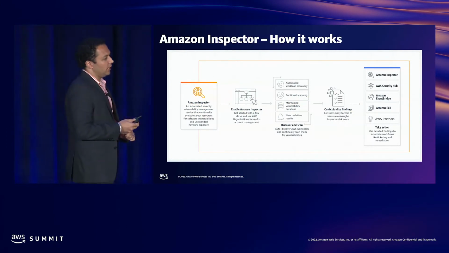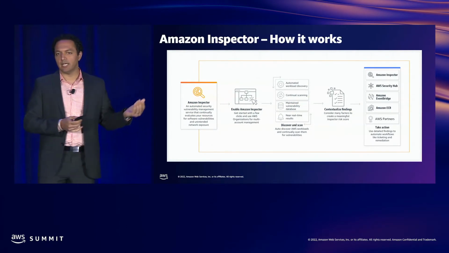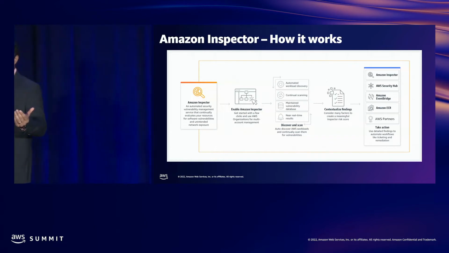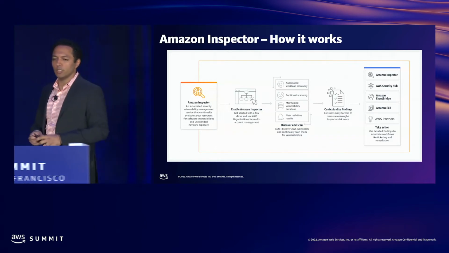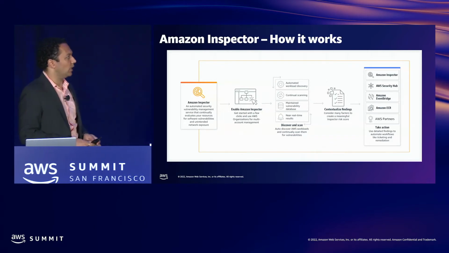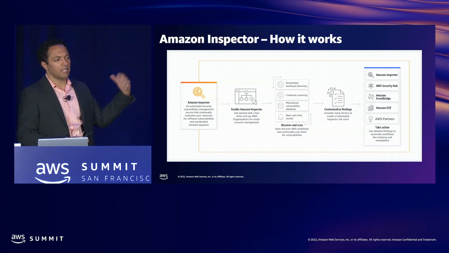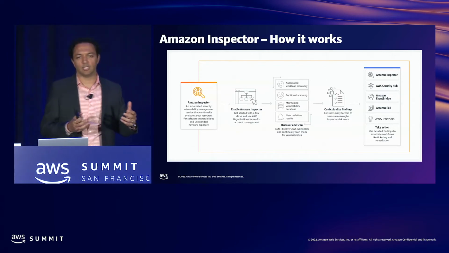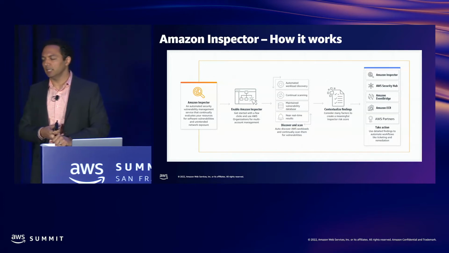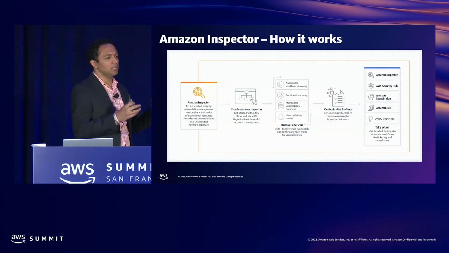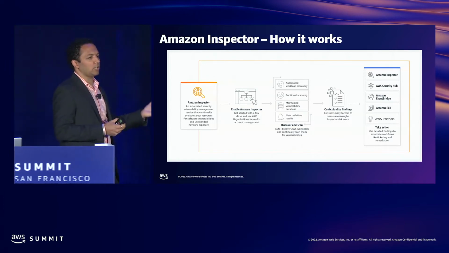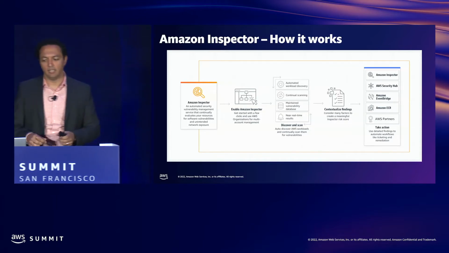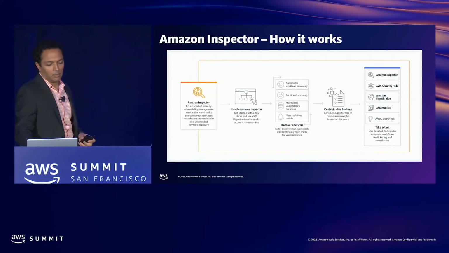When it comes to enabling Inspector, it can be enabled at the AWS account level. Additionally, it can be integrated with AWS Organizations as well. Once enabled, it'll automatically collect all the resources that it detects in your environment in that account or multiple accounts, and then start performing an automated scan and report the findings.